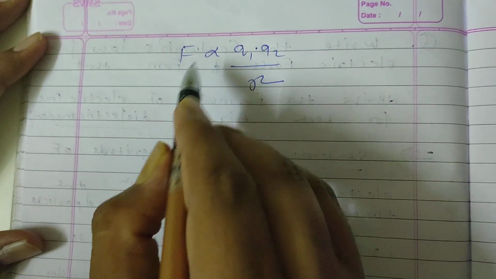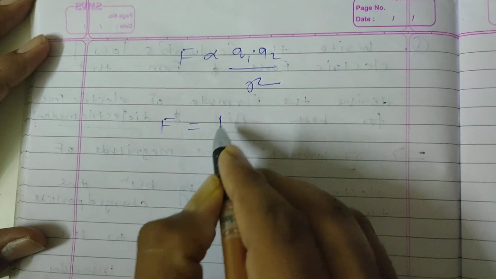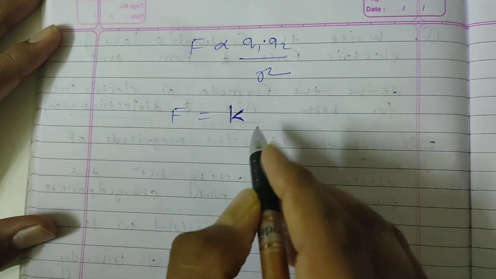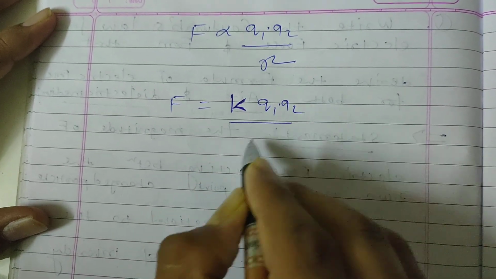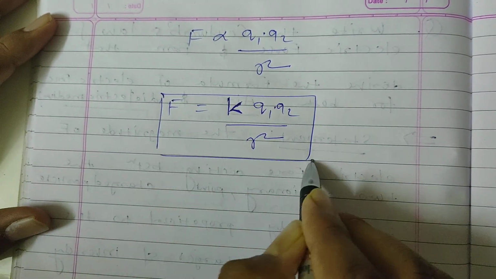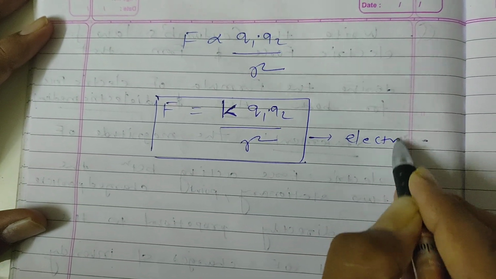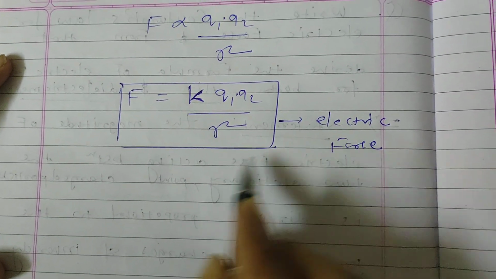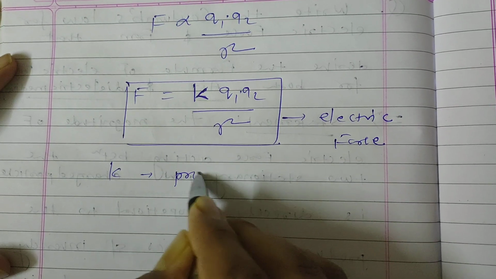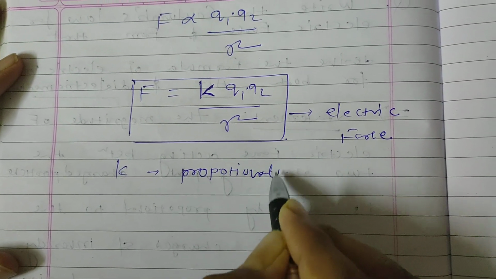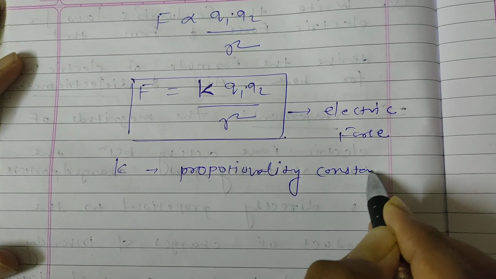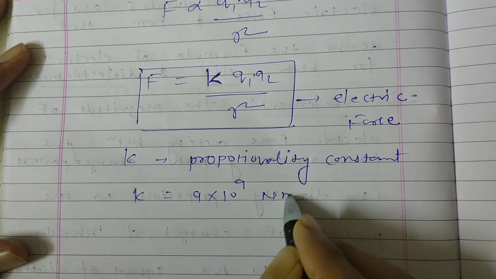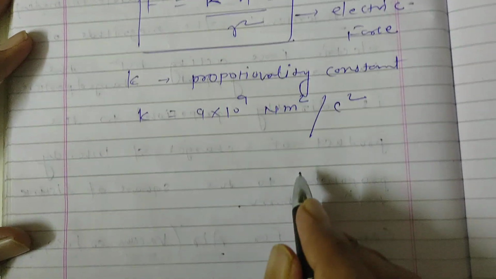When we remove the proportional sign, a constant comes in, small k. Remember, it is small k, not capital K. F equals k q1 q2 by r square, and that is the formula of electric force acting between two charges in air medium. Small k is the proportionality constant, and its value is fixed: 9 into 10 raised to 9 Newton meter square per Coulomb square.